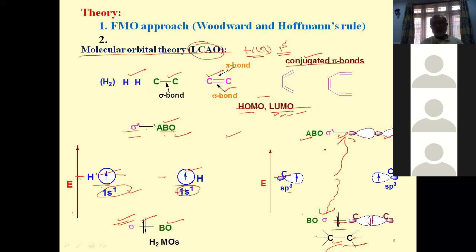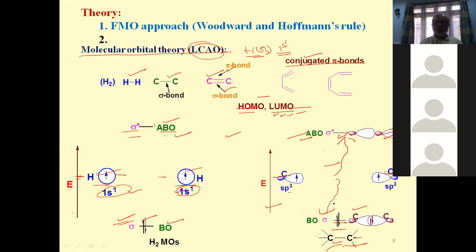And like hydrogen, the two electrons are there. One sp3 orbital has got one electron, another sp3 has got another electron. So both of them will have two electrons. So now this time in the molecular orbital, both of these will go and occupy the sigma orbital, the bonding orbital. And this one will remain vacant.